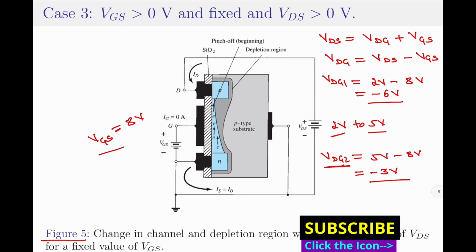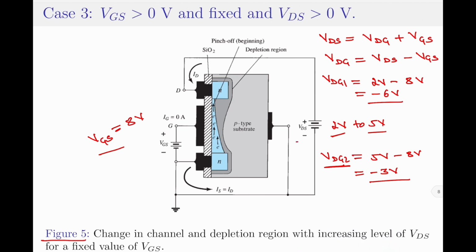So, we understand that increasing the value of the drain to source voltage decreases the positive potential at the gate. This is a very important point to note. I am going to repeat: increasing the value of the drain to source voltage decreases the positive potential at the gate.